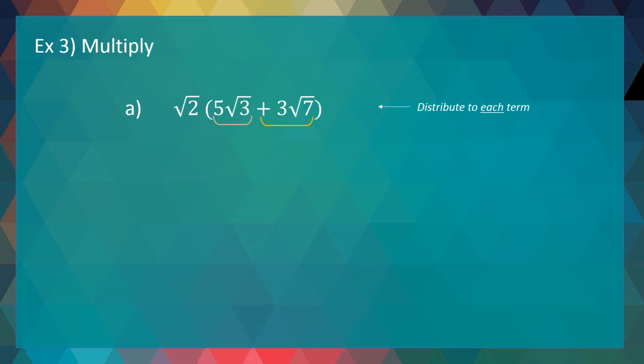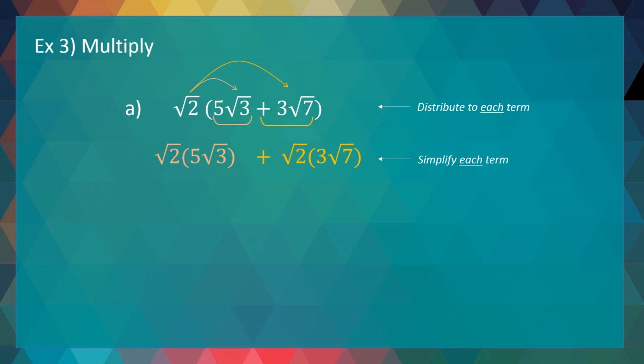So this is a distributive property problem. The value that needs to be distributed is the square root 2. So let's distribute. Square root 2 times 5 square root 3. Next we have square root 2 times 3 square root 7. So notice we have 2 branches. That means we now have 2 terms. And we want to multiply and simplify each of the terms.